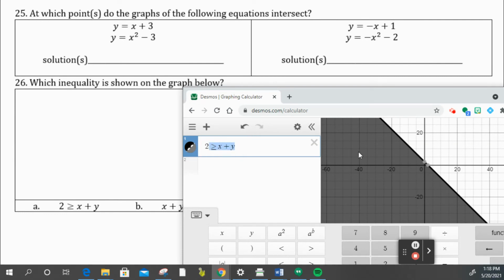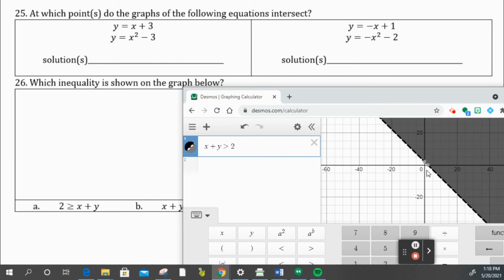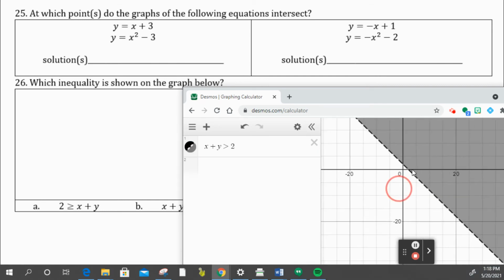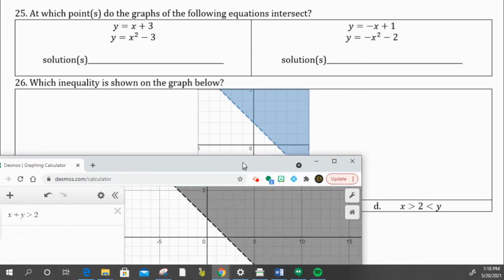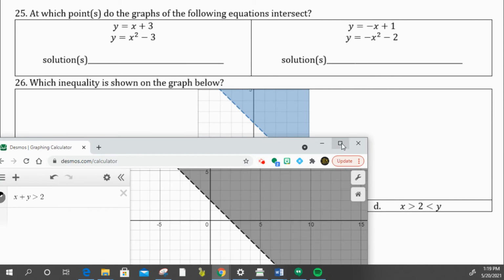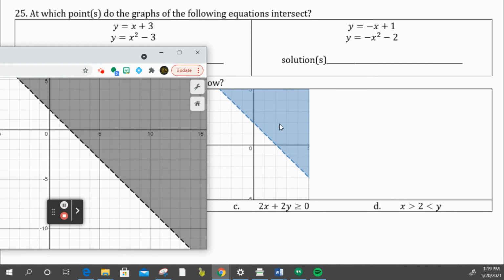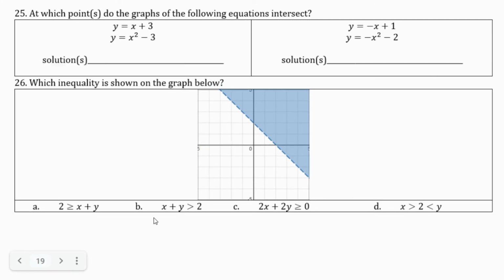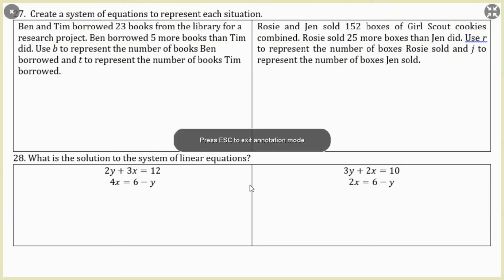Okay. Next one, x plus y greater than 2. Okay, dotted, shaded the right direction. You know what? I think we found our answer. This graph matches this graph exactly. That's good indication that B is our answer. Circle B, move on. Okay, let's look at number 27.